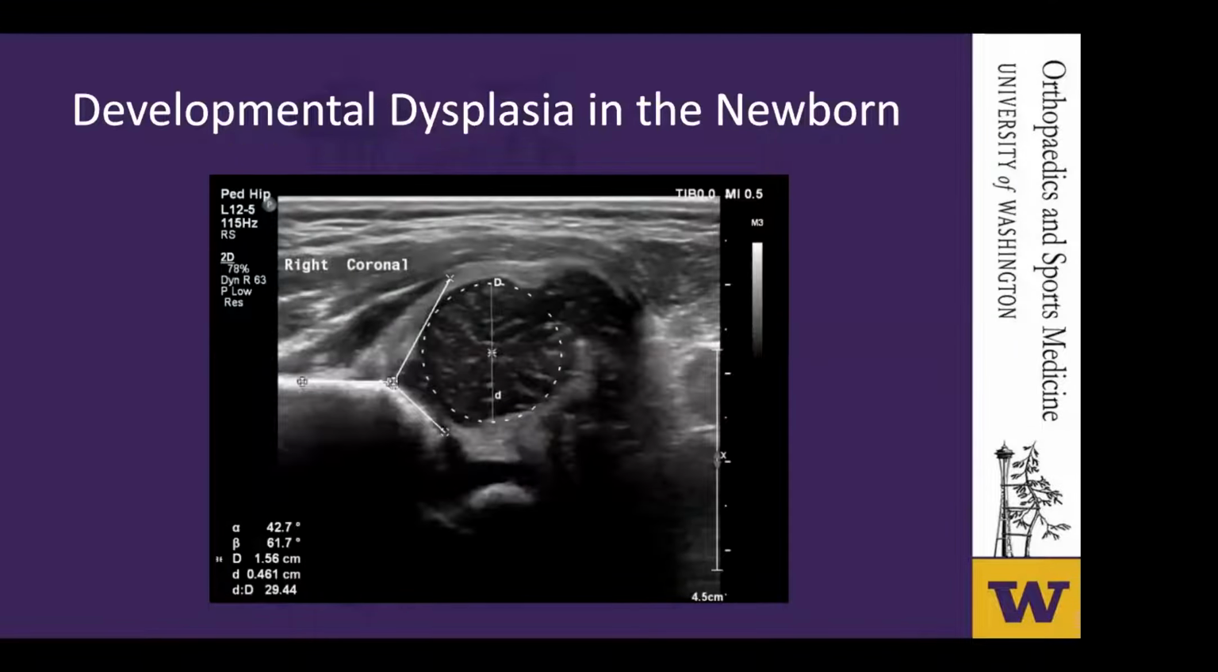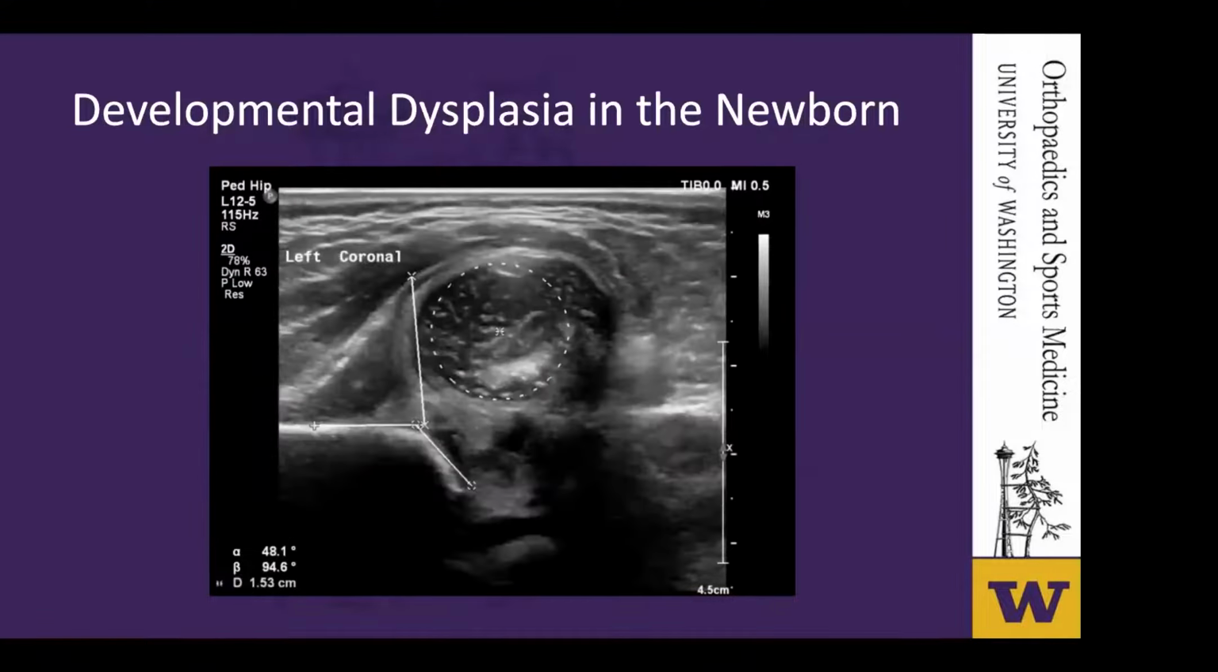Here's an infant with a subluxated dysplastic hip. The alpha angle is 42 degrees, and the femoral head is 29% covered. And then here is a frankly dislocated hip.